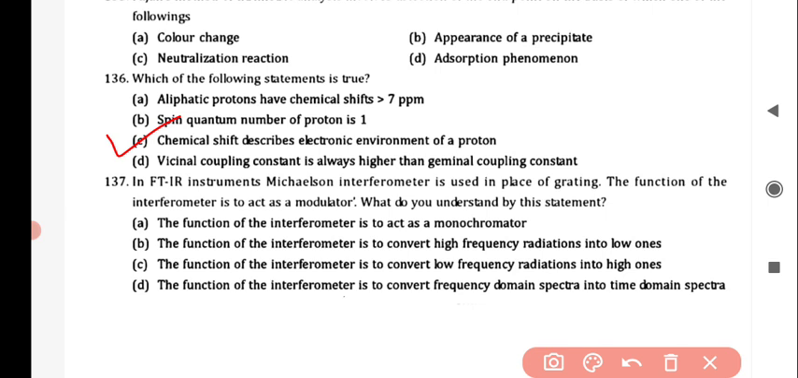Next question is, in FTIR instruments, Michelson interferometer is used in place of grating. The function of the interferometer is to act as a modulator. What do you understand by this statement? So the correct answer for this is option D, that is the function of the interferometer is to convert frequency domain spectra into time domains.